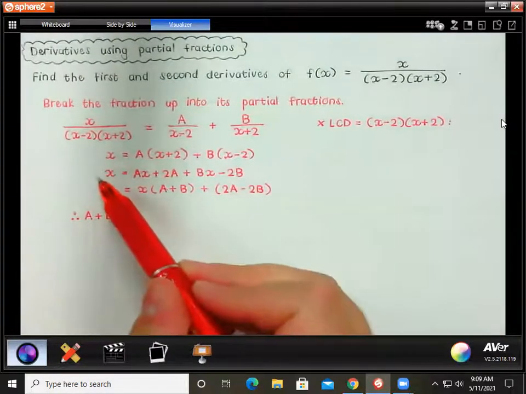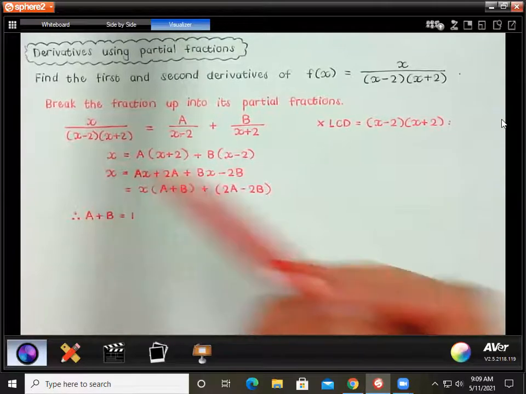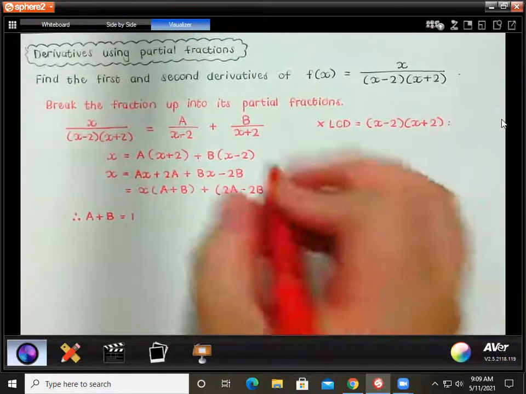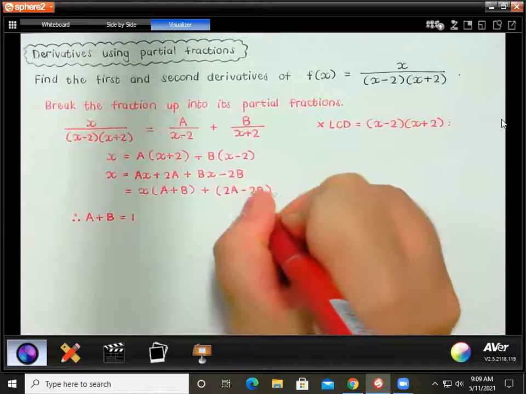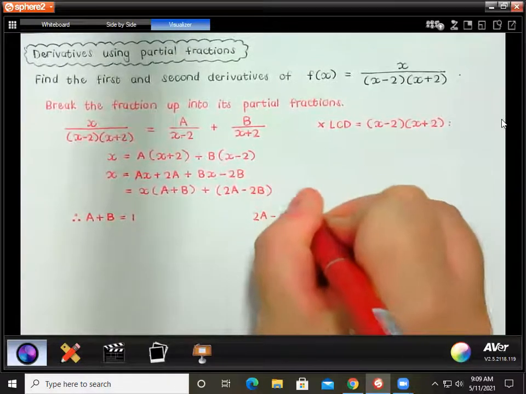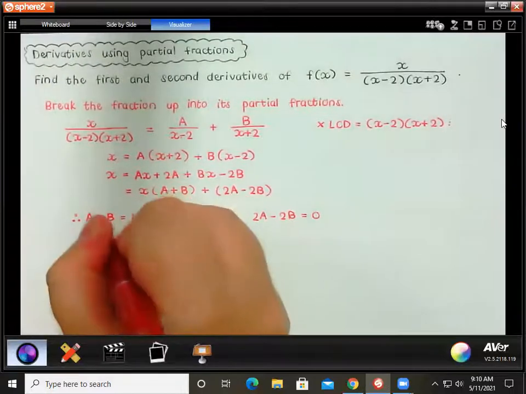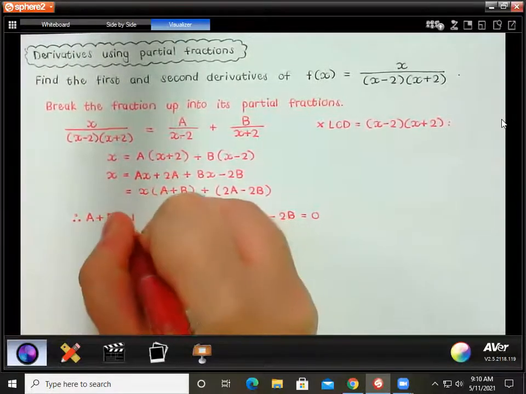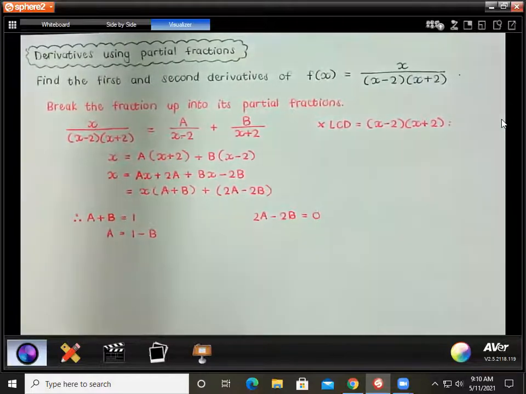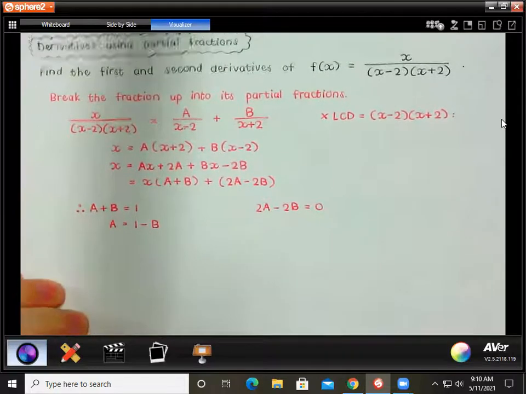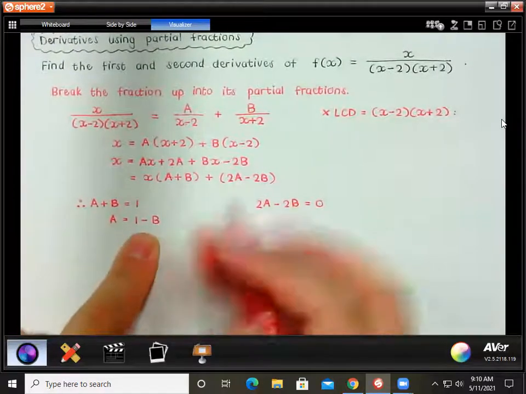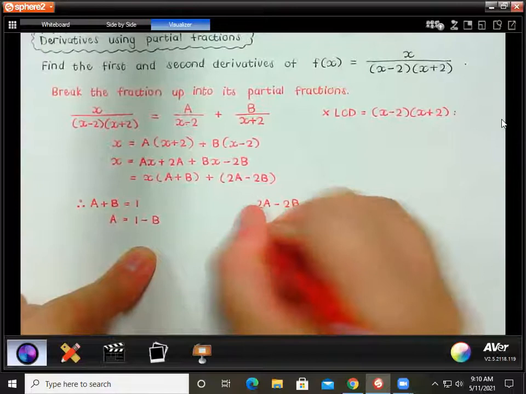And then guys, what is my constant term on the left-hand side? 0. So the constant term on the right, which is 2A minus 2B, should be equal to the constant term on the left, which is just 0 in this case. Now we're going to solve that simultaneously. All right, is it fine if I make A the subject here? Again, from here on, it doesn't actually matter what your steps are as long as you are able to solve them. So I'm saying that A is 1 minus B. So then I'm going to sub that in here.